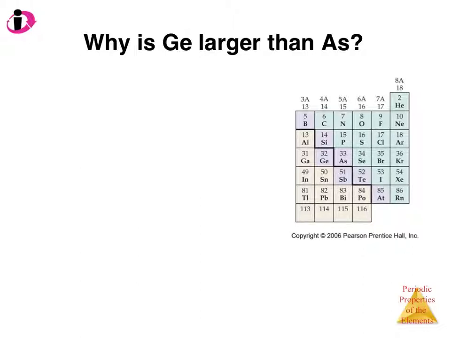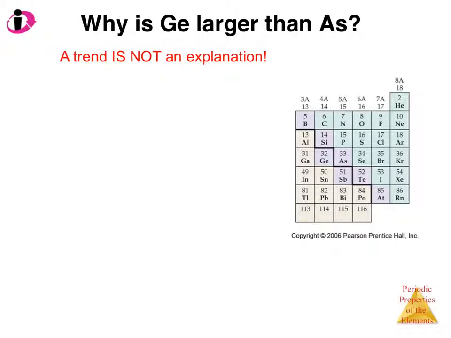So you have to think about the fact that they have the same distance, their outer electron has the same distance to the nucleus, that it has the same number of energy levels, but arsenic has one more electron and one more proton, causing, you could say, greater Coulombic attractions, or you can say greater ZEF, greater effective nuclear charge. So be careful, a trend is not an explanation.